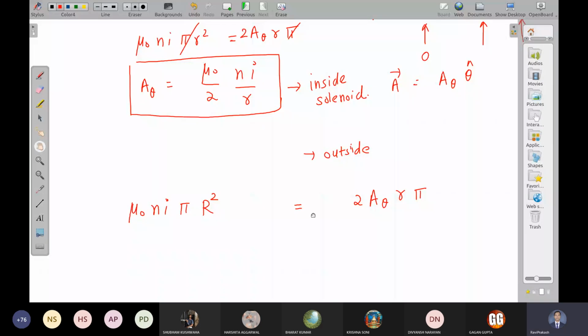What is A theta now? Or let me write it directly here. Pi cancels. R square. There is no r here. That's a mistake. But that will be in the numerator, sir. In the numerator, right?